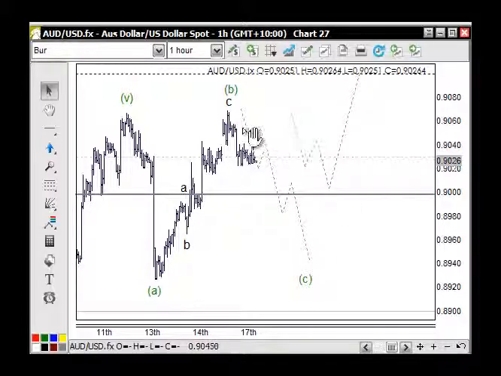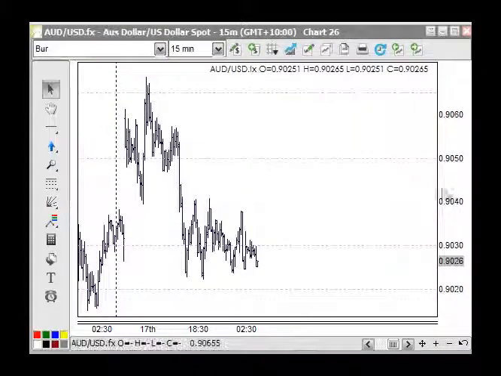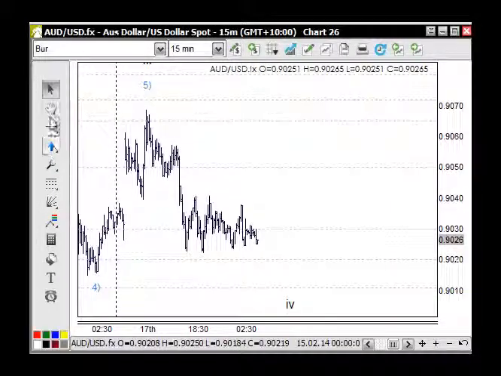The other option we've got from here is that because this is only 3 waves up here, we could get an A, B, and C here, a short one, and then move up from there as well. So there's quite a few options here. So there's better trades in other places.